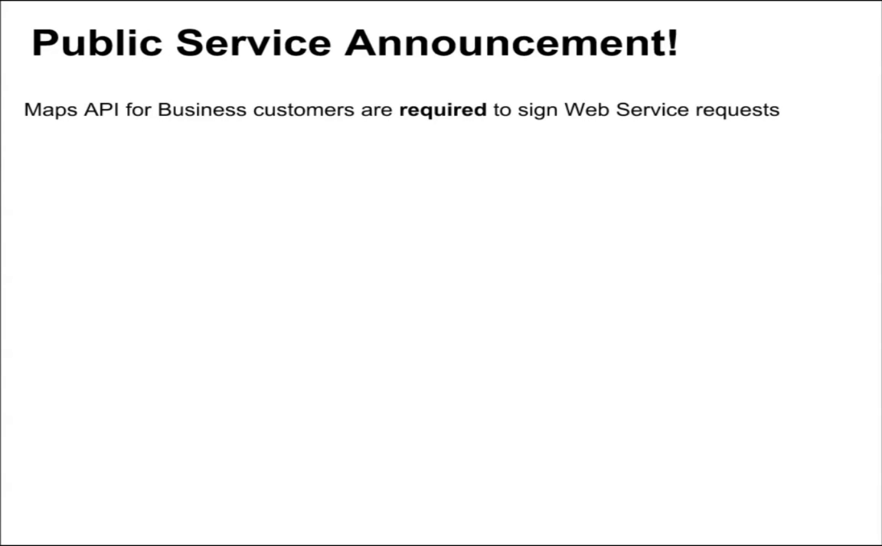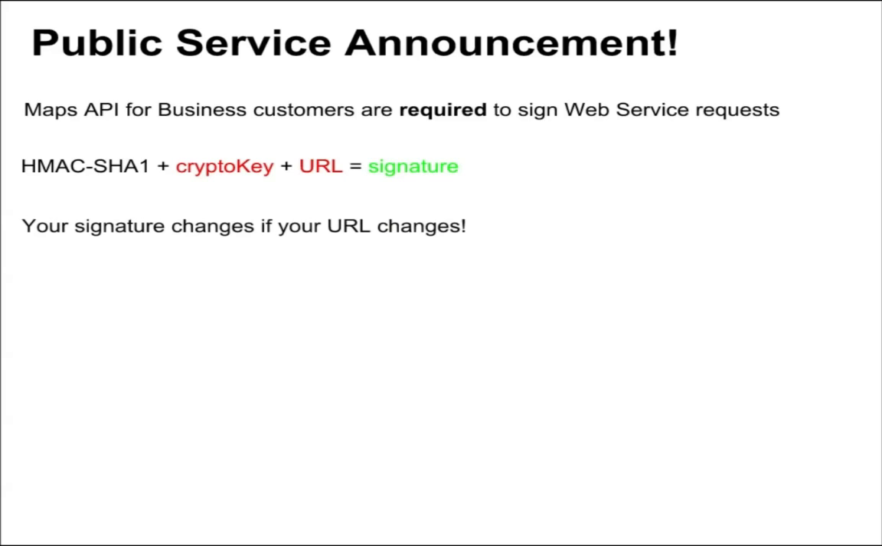But before we start, our first public service announcement: Maps API for Business customers, please do not forget to sign your web service URLs. The Geocoding API is a web service, so you must sign your URLs using digital signatures. This URL signing involves using an encryption algorithm, in our case the HMAC SHA-1 encryption algorithm, along with your private crypto key and the URL that you're signing in order to generate a hash value of that URL. This hash value is your signature, and it will change if your URL changes.